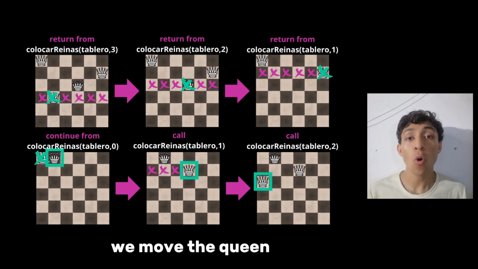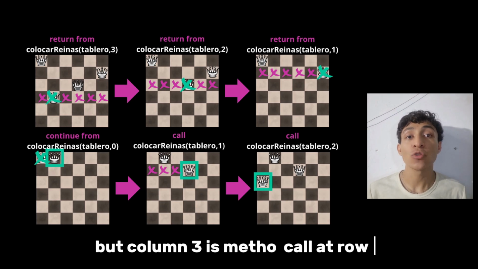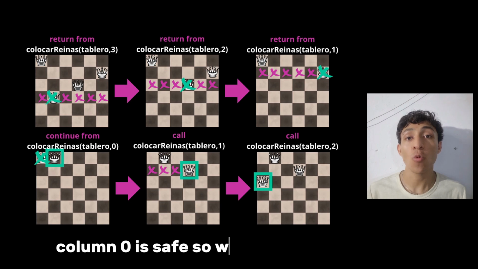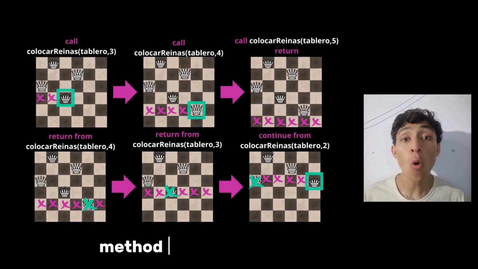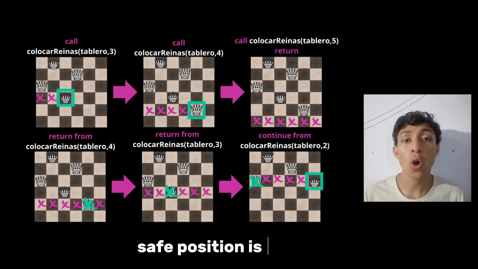We move the queen to column 1. The mirror call at row 1. Column 0, 1 and 2 are not safe, but column 3 is. Mirror call at row 2. Column 0 is safe, so we place the queen there. Mirror call at row 3. For row 3, the safe position is column 2.